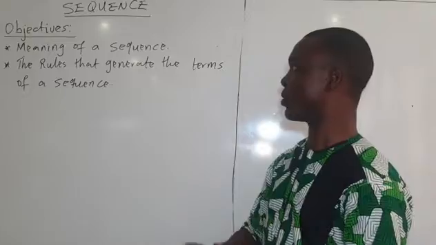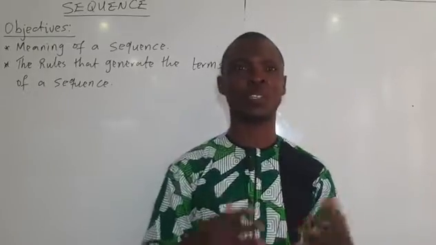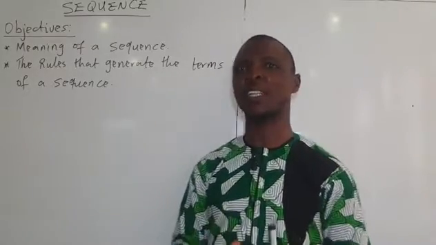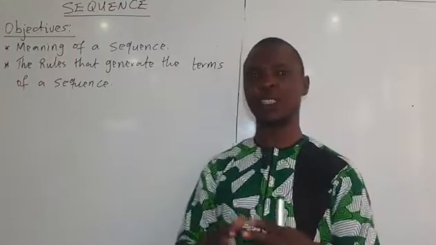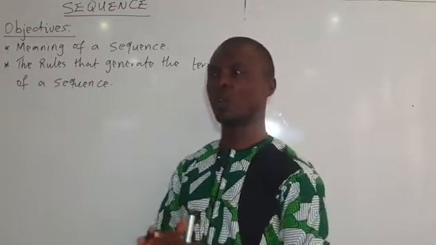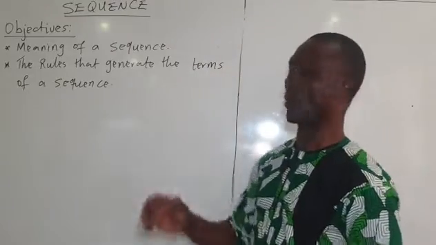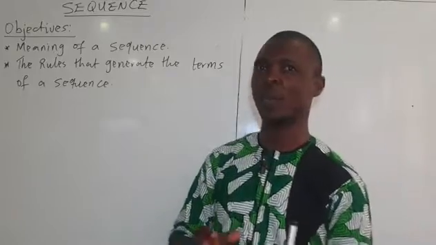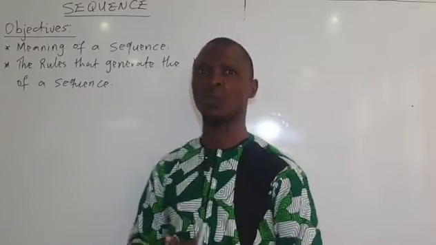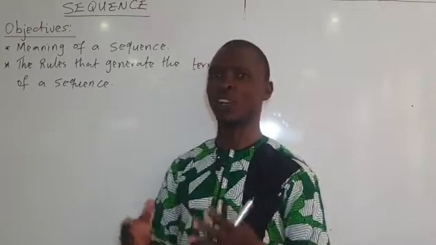So before we move on, what do we understand by the word sequence? A sequence is a list of numbers that follows a regular pattern or a certain rule. Let me take it again. A sequence is a list of numbers that follows a pattern or a rule. For example, the set of natural numbers.